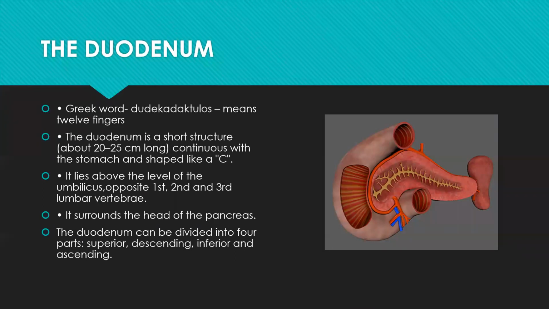Next, we'll see the different parts of the small intestine individually. The first one is the duodenum. The name comes from the Greek word duodekadaktylos, which means 12 fingers. This is a very short structure, about 20 to 25 centimeters long, and it is continuous with the stomach.